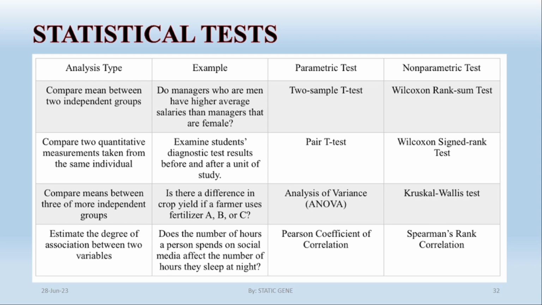Okay. Association between number of hours spent on social media versus the number of hours spent sleeping at night. If the dataset collected is parametric, assumes the normal distribution, like all those other conditions have been met, then you would do a Pearson coefficient of correlation test. But if those assumptions are not met, then you are going to do a Spearman's rank correlation test.